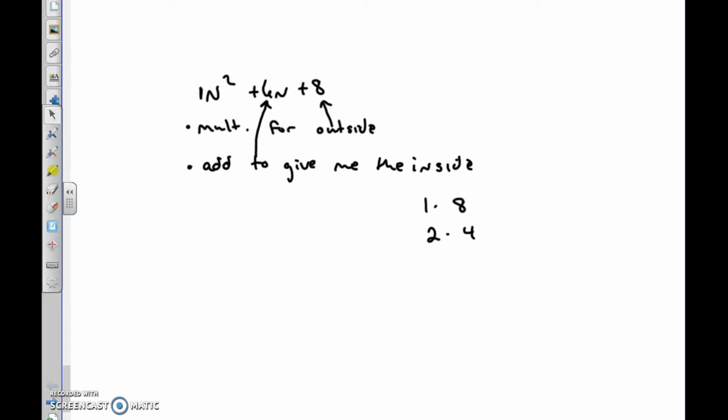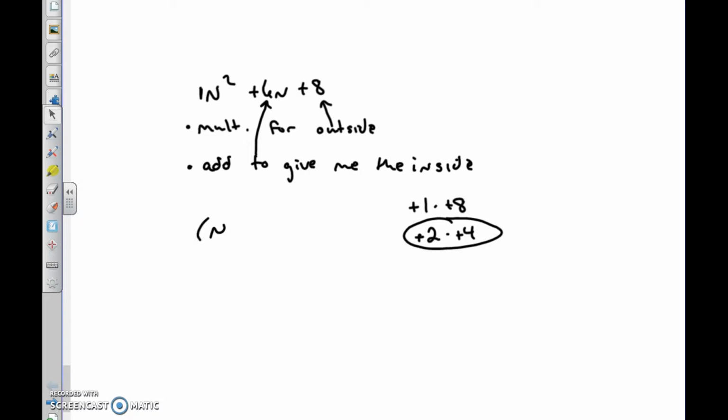Now, if we look, the outside sign is positive and the inside sign is positive. That means that both of these numbers need to be positive. So we write both of these numbers as positive 1 and positive 8 and positive 2 and positive 4. Now we can see here that our positive 2 and positive 4 is going to add to give us the 6 in the inside.